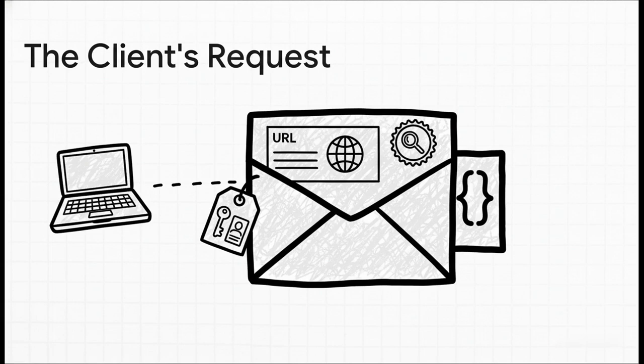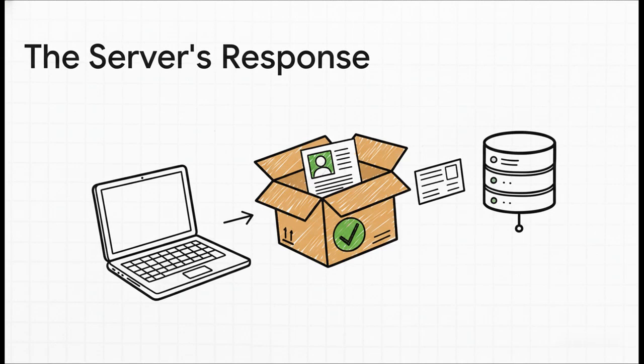And if you're creating or updating something, you'll have a body which holds the actual data, usually in a super common format called JSON. Then, after the server does its thing, it sends back a response, and this also has a few key parts. The most important one is the status code. It's a quick signal telling you if everything worked. It also has the data you asked for, again, probably in that same JSON format, and its own set of headers with some extra info.